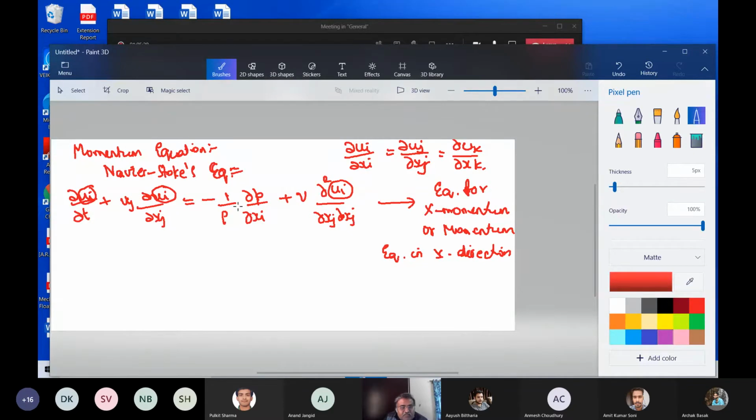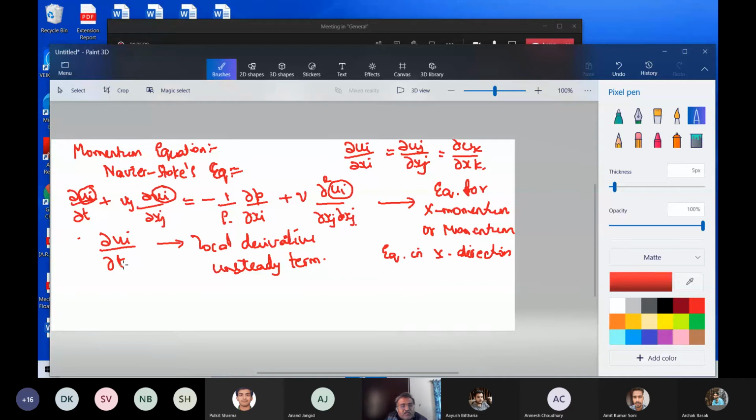I'll explain what this equation is. Then you have a pressure gradient term and a viscosity term. This also has xj, xj. So what is this equation? The first term is ∂ui/∂t. This is known as a local derivative. A local derivative is basically just an unsteady term. That is what we also call the unsteady term. It is the unsteady part of the Navier-Stokes equation.